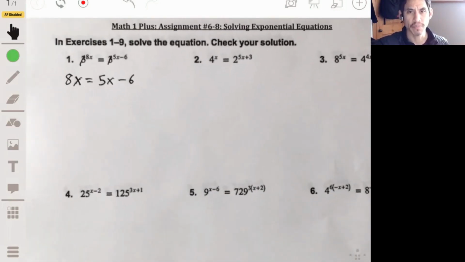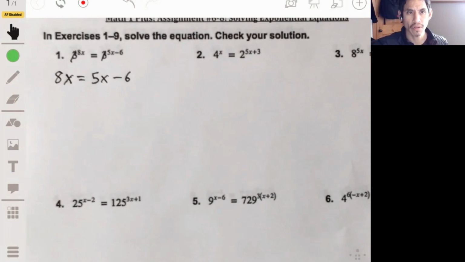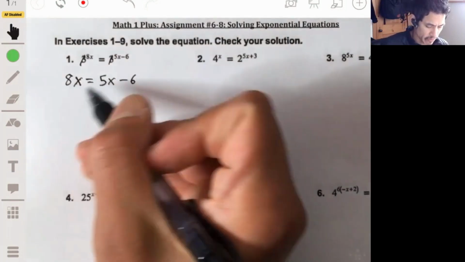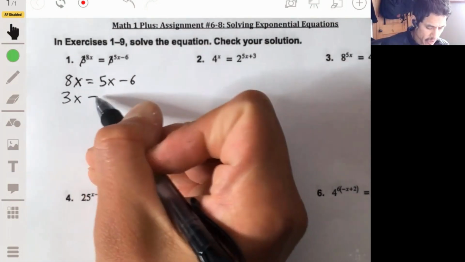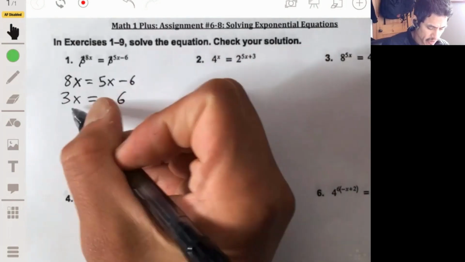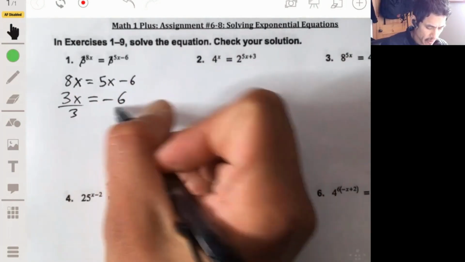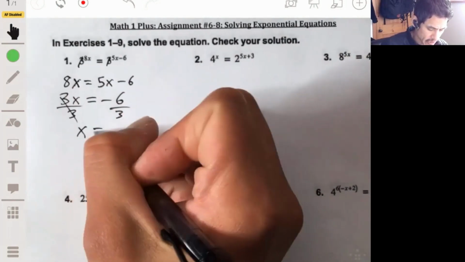Let me zoom in to get a better visual. Take away 5x from each side, we get 3x is negative 6. Divide both sides by 3. And we get that x is negative 2.